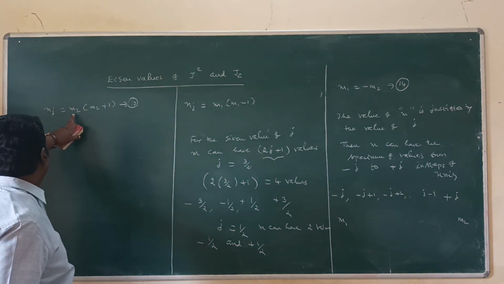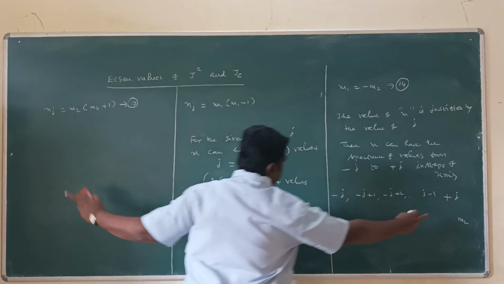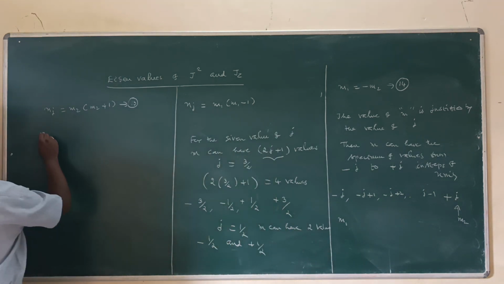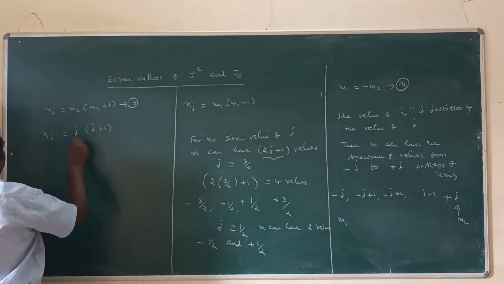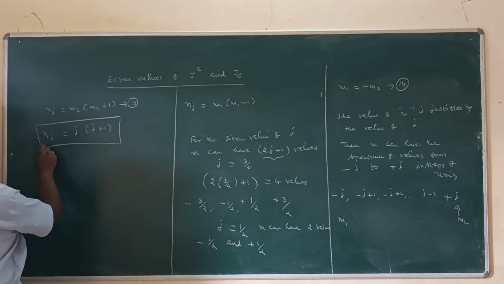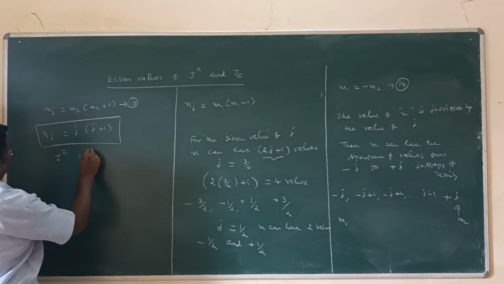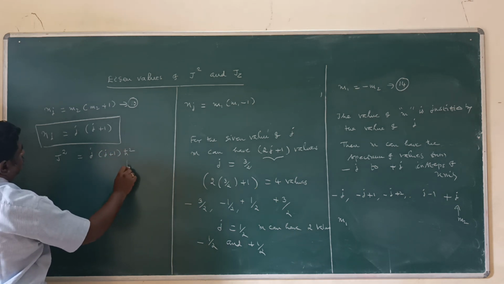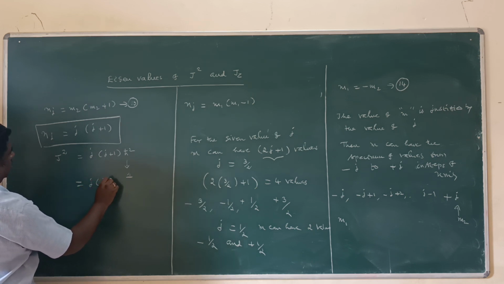In equation 10, we have taken the highest value of m as m2. But in terms of this spectrum, the highest value of m2 is j. So in equation 10, instead of m, we have to put j. So j into (j plus 1). So this is the eigenvalue of j square. The eigenvalue of j square is j into (j plus 1) into h cross square. If you use h cross equal to 1 unit, you can write j into (j plus 1).